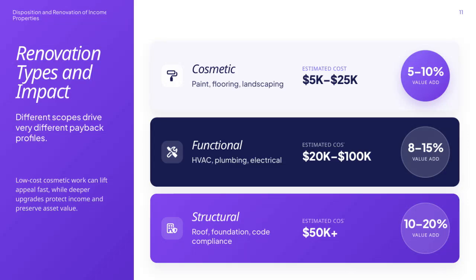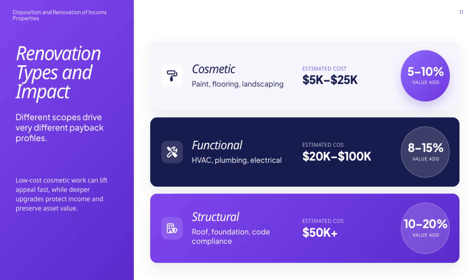On this slide, we're looking at different types of renovations and how each impacts the property's value and income potential. Renovations vary widely in scope and cost, and understanding this helps in making informed investment decisions. First, we have cosmetic renovations. These are lower cost improvements like painting, updating flooring, and landscaping. They usually range from about $5,000 to $25,000. While they don't involve major construction, they can quickly boost the property's curb appeal and tenant interest, typically adding around 5 to 10% in value.